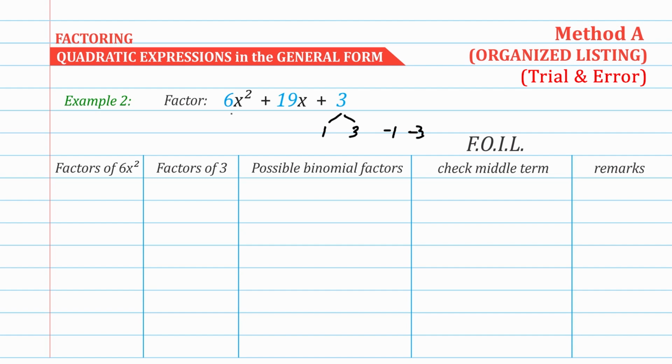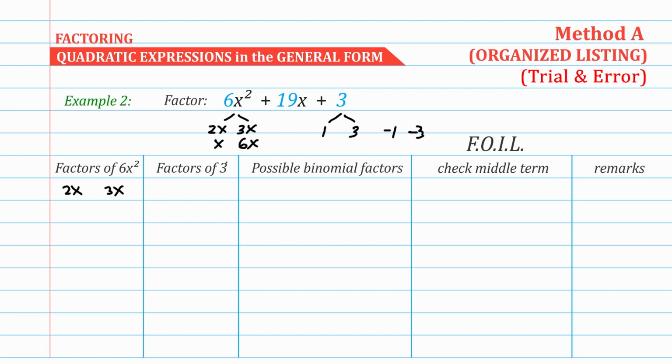Now, how about 6x squared? Here, we have more than one possible factor pair. Aside from x and 6x, pwede ring 2x and 3x. Nako, mapapasabak tayo dito. O sige, let's try and organize the given by writing them on a table here. Let's write first the factors of 6x squared, which are 2x and 3x. Yan muna ang ilista natin.